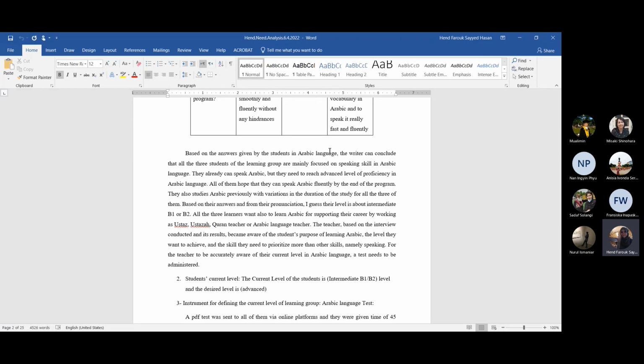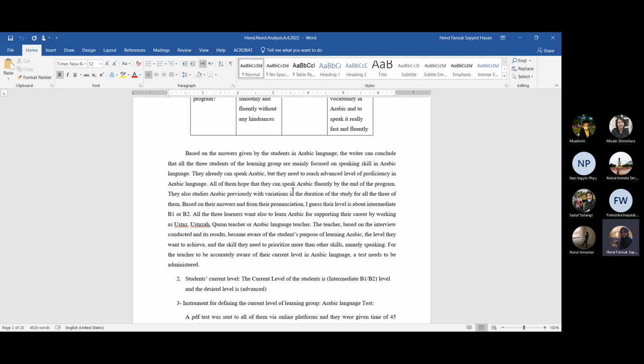So her level is quite advanced. All of them hope that they can speak Arabic fluently by the end of the program. They also studied Arabic previously, with variations in the duration of the study for the three of them. Based on their answers and their pronunciation, because I already conducted an interview with them, I guess the level is about intermediate B1 or B2. I dare conclude that they are B2.